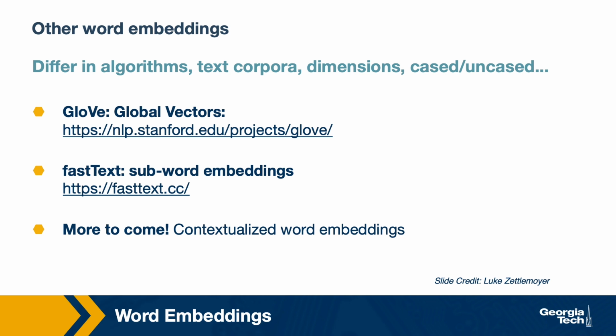A common way of using the embeddings is to use them as features in downstream ML models or as initialization of neural net models for NLP such as RNN and LSTM. And finally, more recently, contextualized word embeddings have become very popular, such as ELMo and BERT. They will be covered in detail in later lectures.